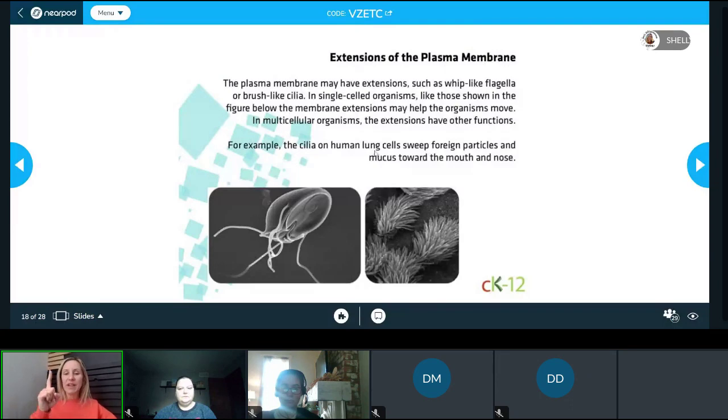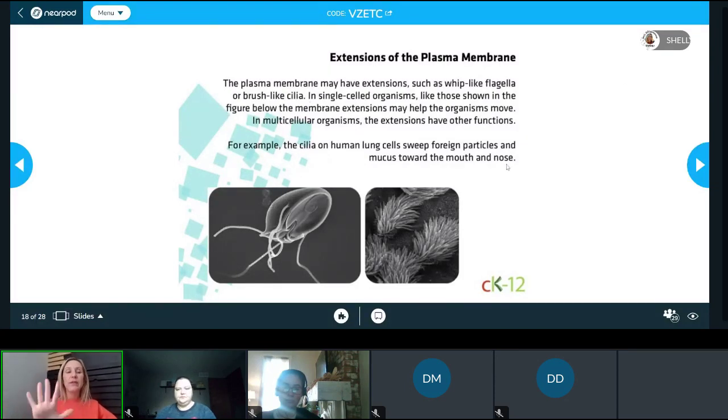The plasma membrane can also be used for single cells to move, or they talked about in human lungs. Our lungs constantly have this thing called cilia, little fingers on the edge of our plasma membrane, and they move. They do a sweeping motion to keep foreign particles away. How cool is that? I think it is pretty cool.